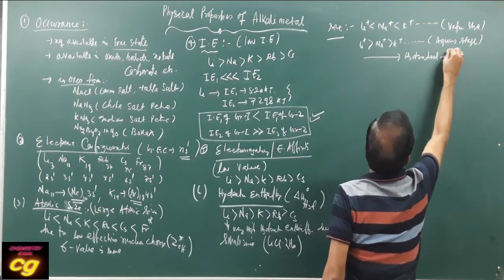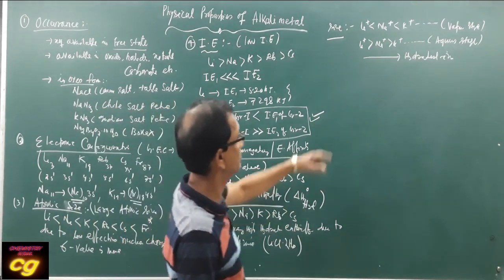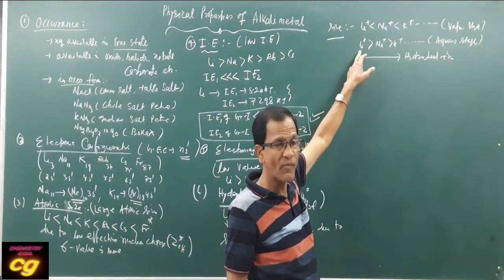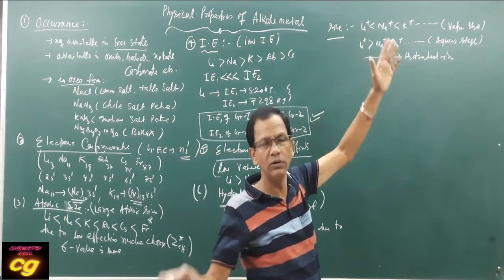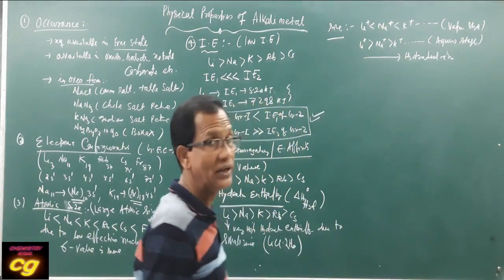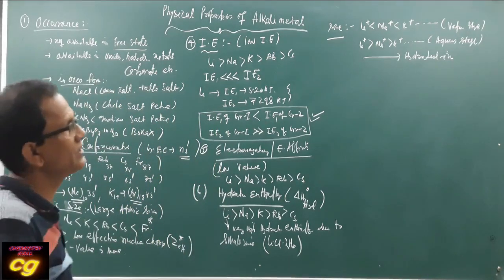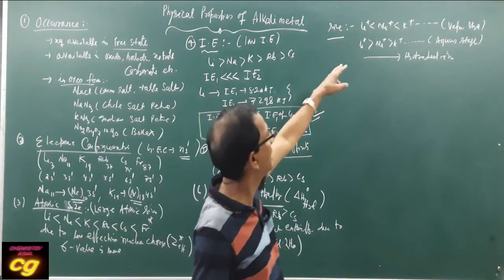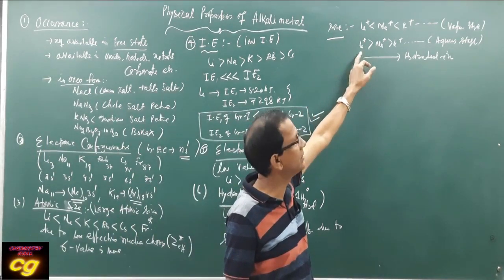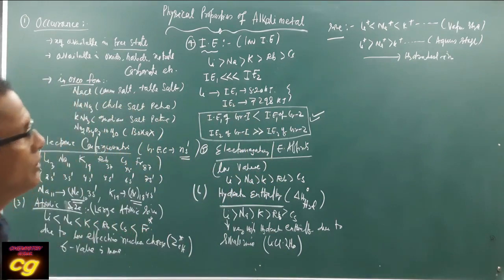That's why this is the hydrated lithium ion. Hydrated ion size increases because when the ion is small, more water molecules accumulate on the ions. That's why there is a difference between the vapor phase ionic size and the aqueous phase, that is hydrated form, size. Remember, this is also very important.